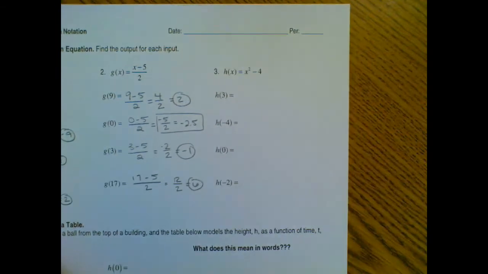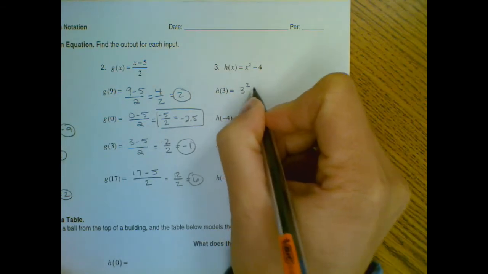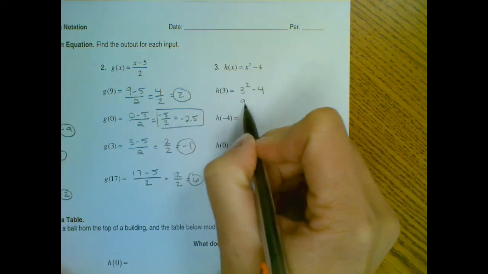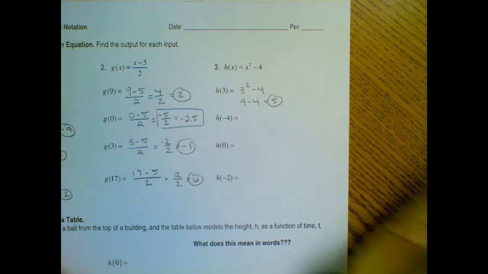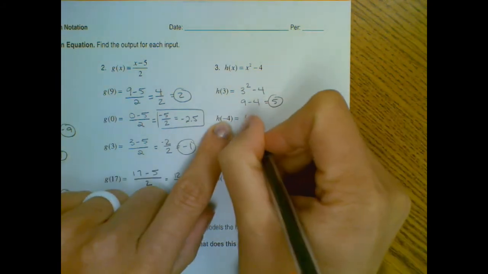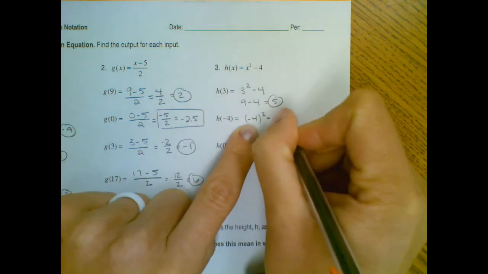Last, we have our h of x function. So we're going to plug in 3 for every x. So here we have 3 squared is 9, minus 4 is 5. Now when we have a negative like we do here, we're actually going to put that in parentheses and square it. And I'll talk about that in a second.